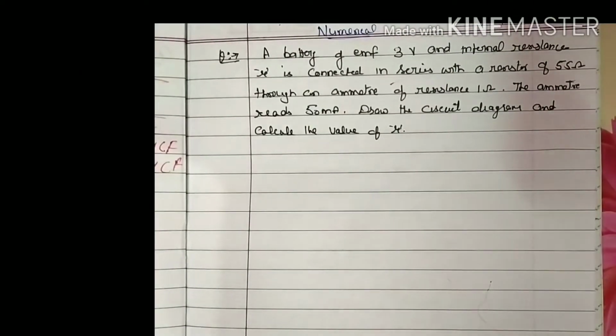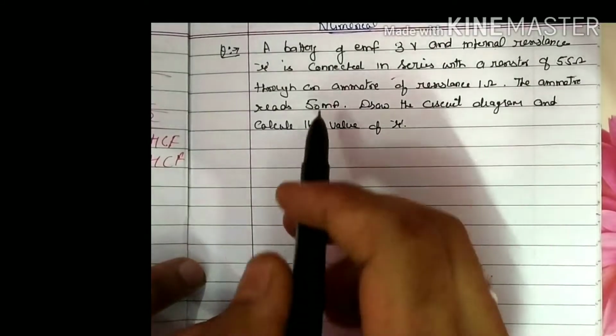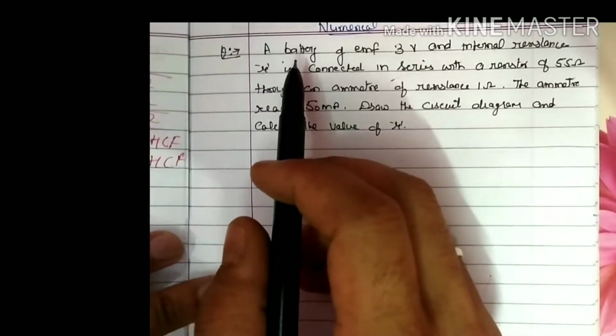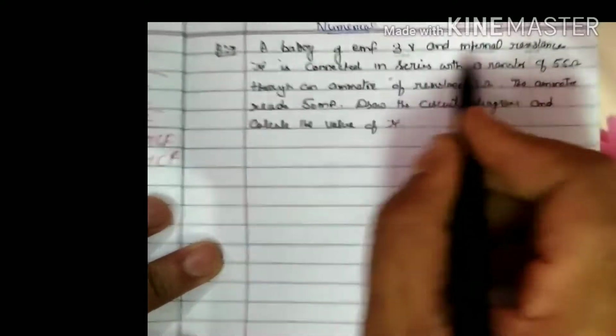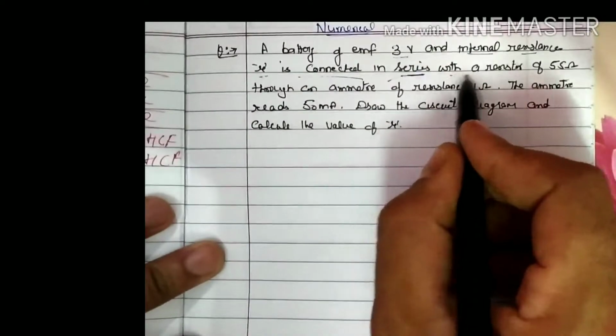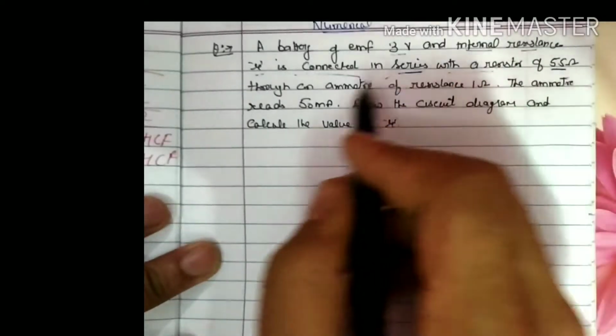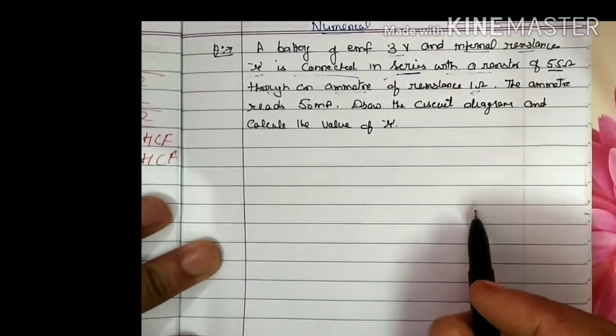Hello students, we are going to solve the numerical related to EMF, terminal potential and internal resistance of the cell. The numerical is: a battery of EMF 3 volt and internal resistance small r is connected in series with a resistor of 55 ohm through an ammeter of resistance 1 ohm.